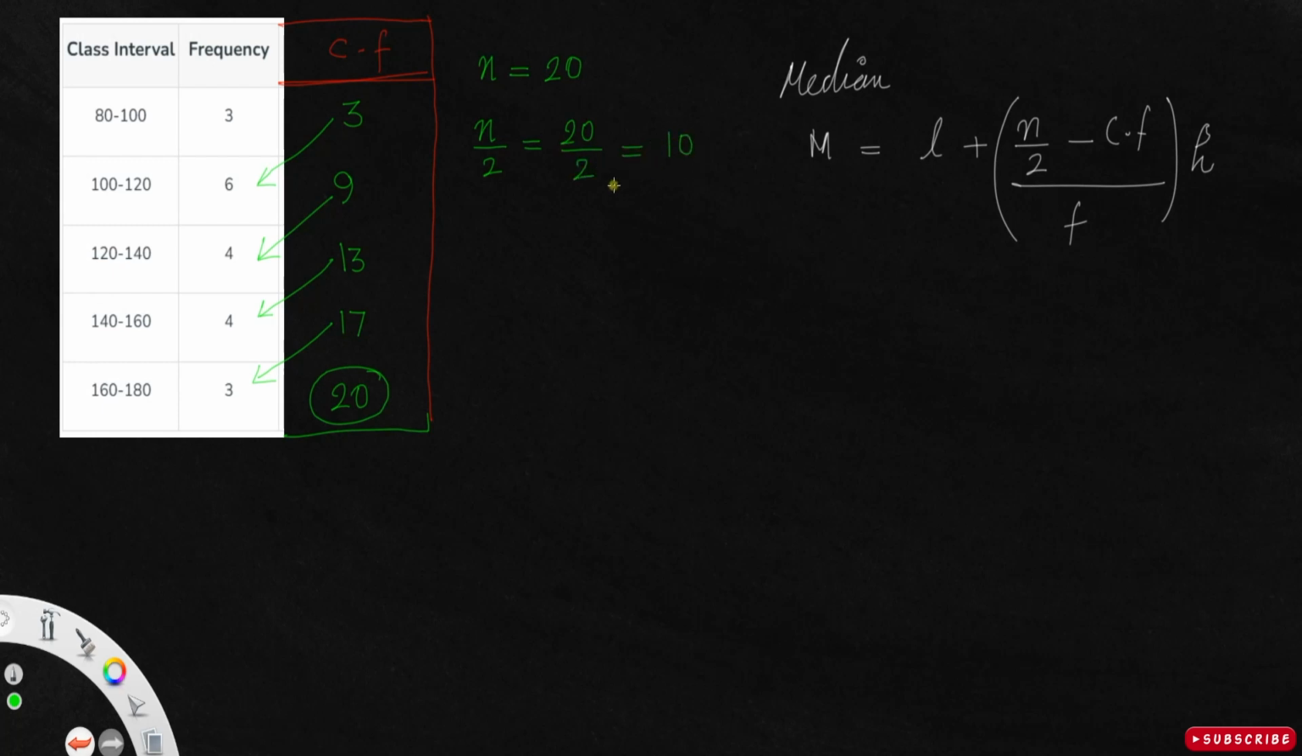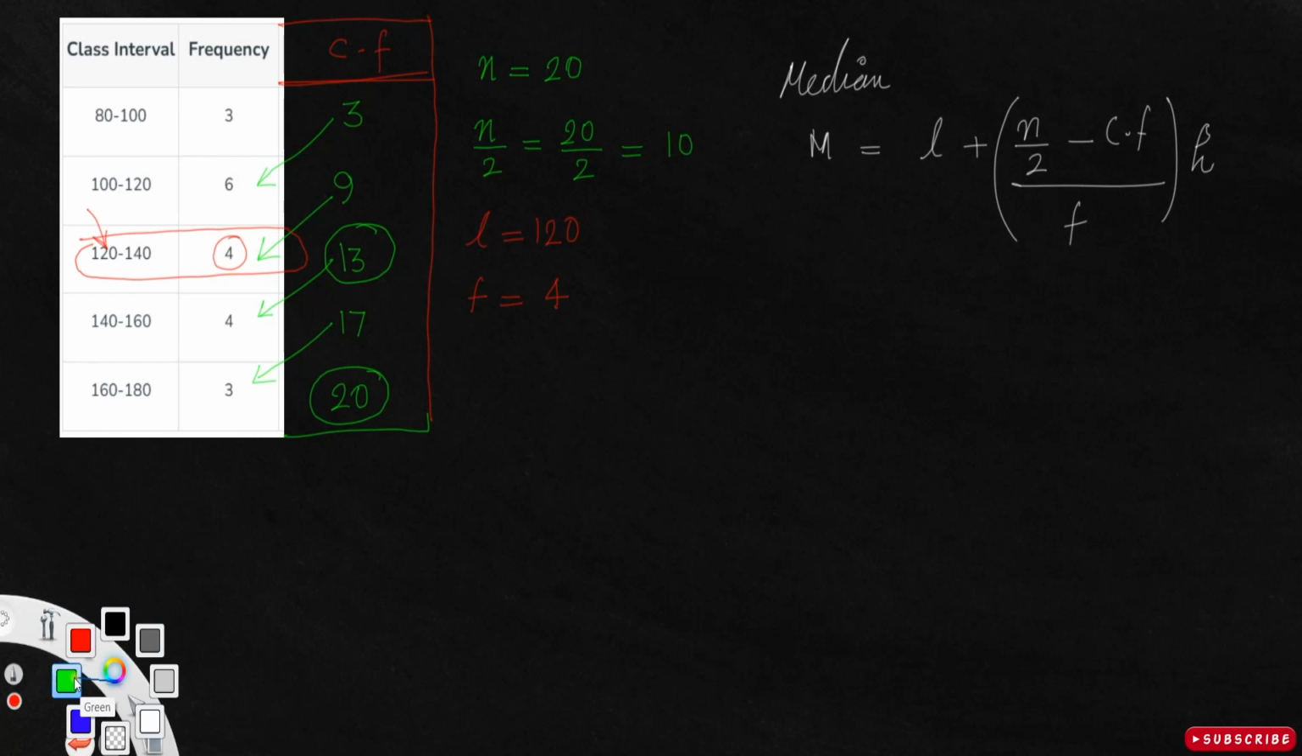Now what I need to do? I need to find a number just after 10 in the cumulative frequency. So the number just after 10 is 13, right? So that will be our median class. So this is the median class. And this is the lower limit L. So L is equal to 120. What do we have for F? F is equal to this one, 4.